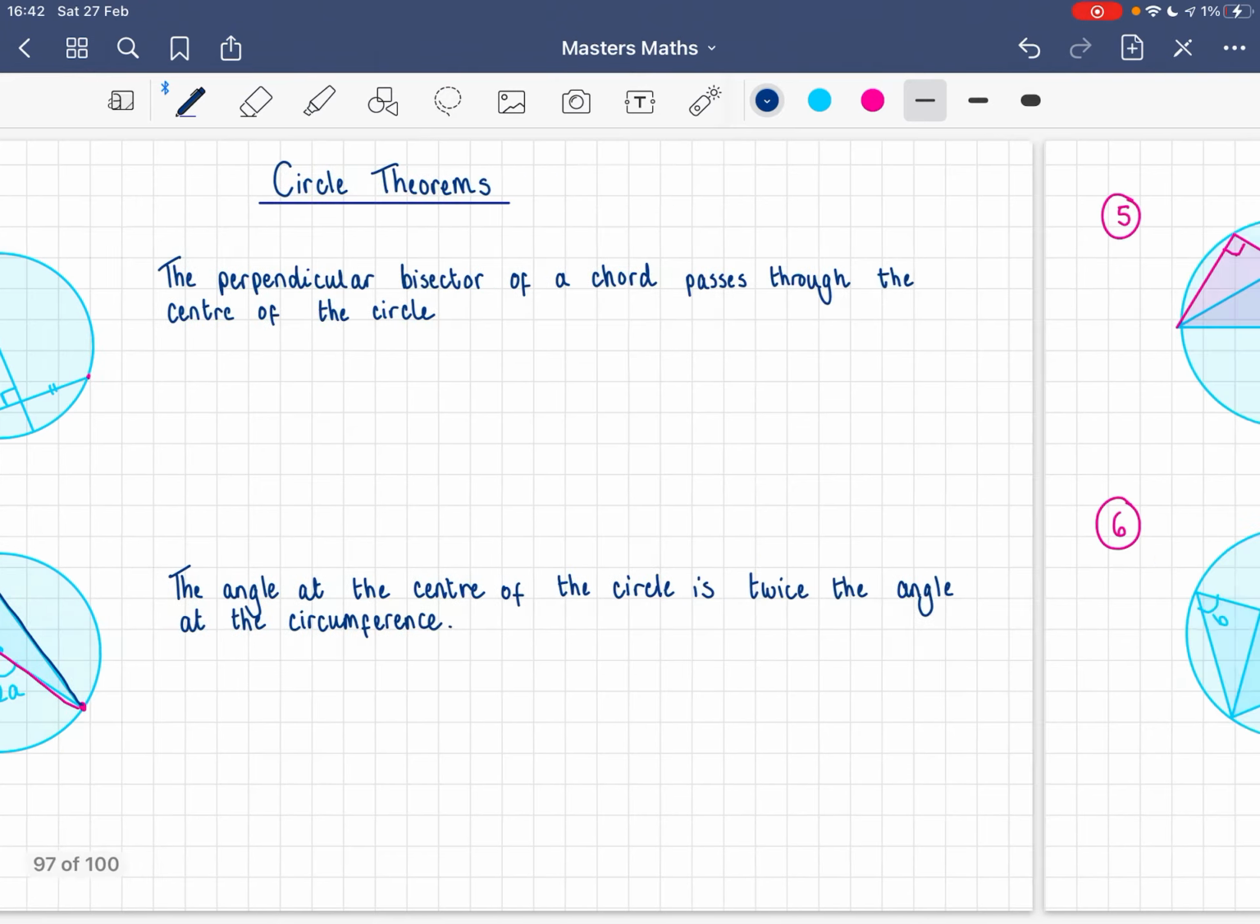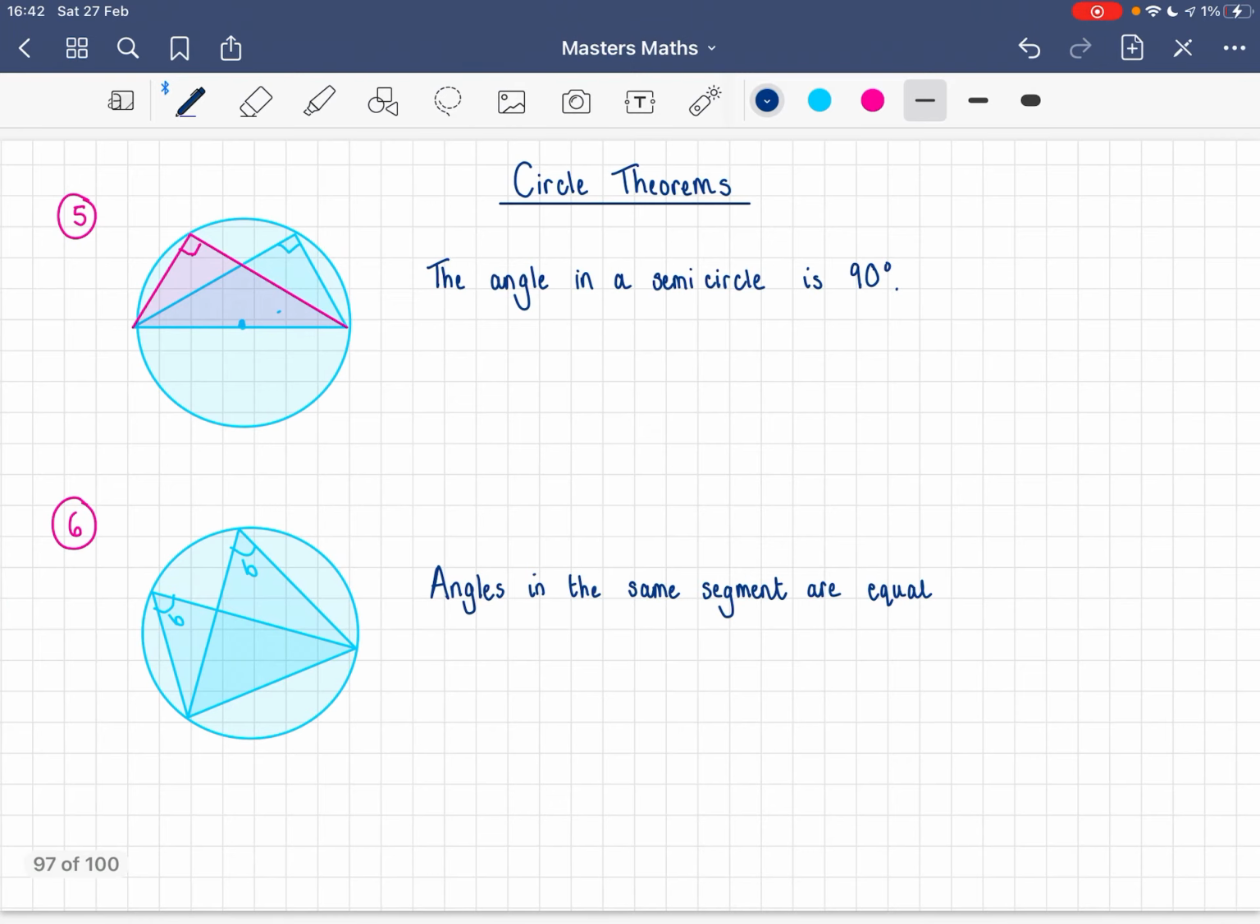Okay, circle theorem number 5, and this one is linked to the previous one. The angle in a semicircle is 90 degrees, which fits a semicircle. The angle at the centre, so this angle here, is a straight line, so it's 180. So half of that to find the angle at the circumference is 90, which is a right angle. So the angle in a semicircle is 90 degrees.